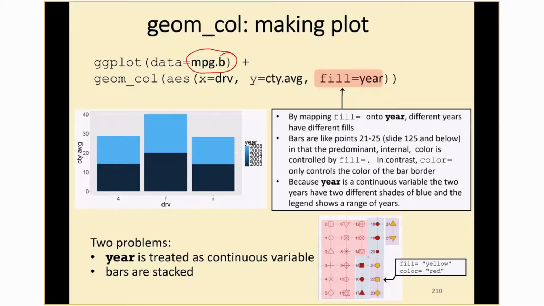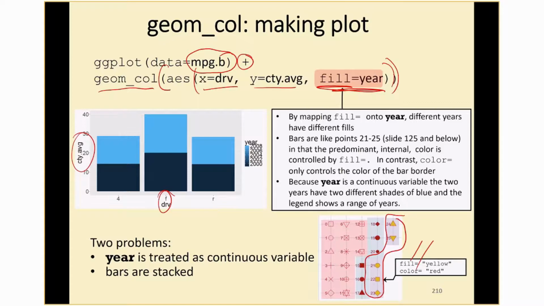So we use our geom call, added with a plus sign, with its open and closed parenthesis. Inside of that, we're going to do our mapping with its open and closed parenthesis. And we're going to put drive on the x-axis. We're going to put average city mileage on the y-axis, and then we're going to map fill onto year. As I said before, in the last slide, fill determines the internal color. The color keyword determines only the border.